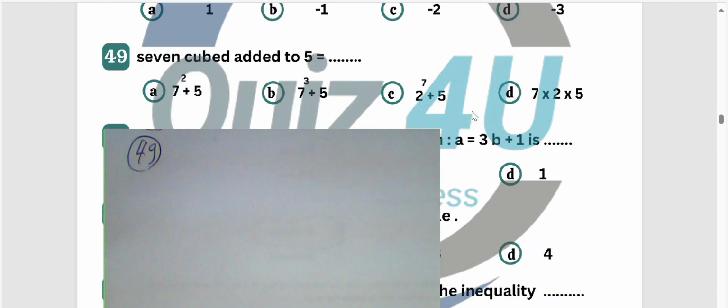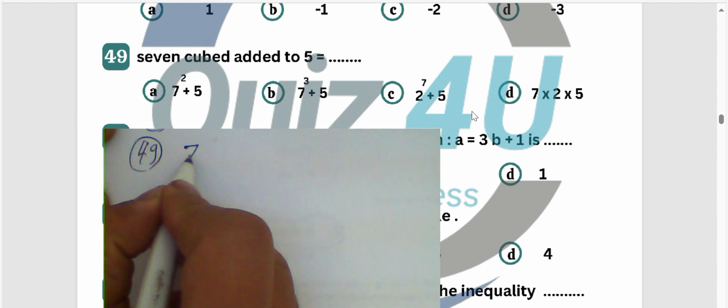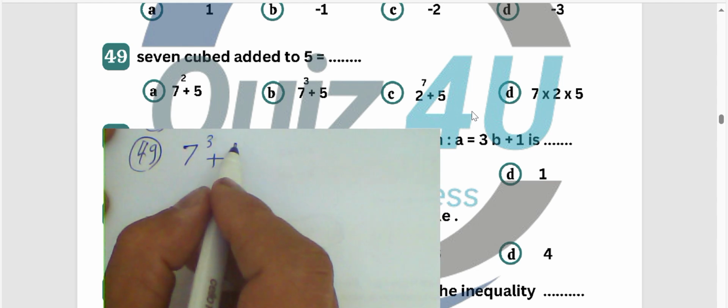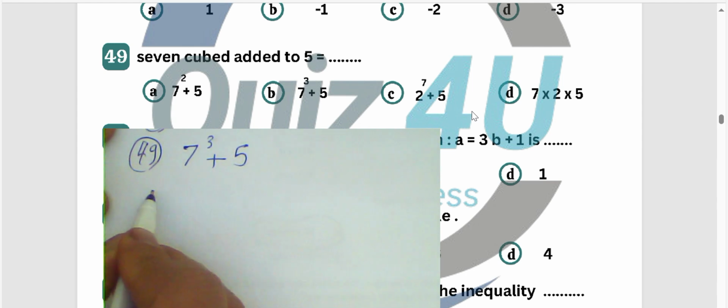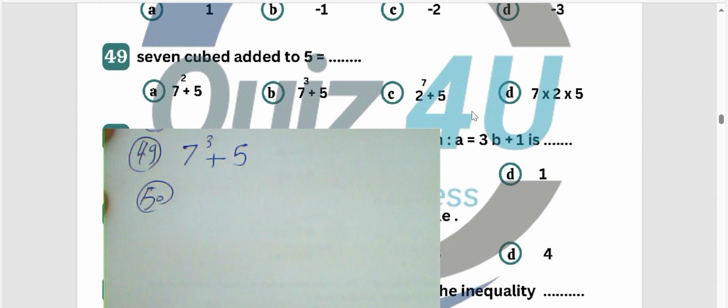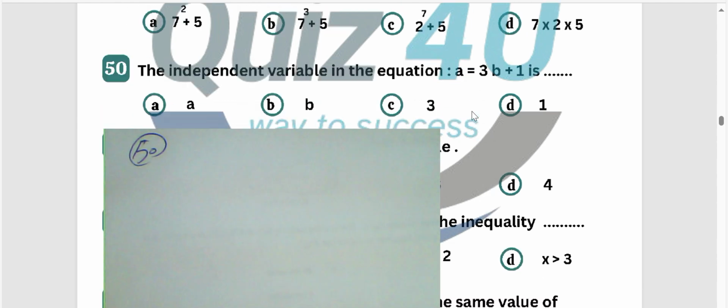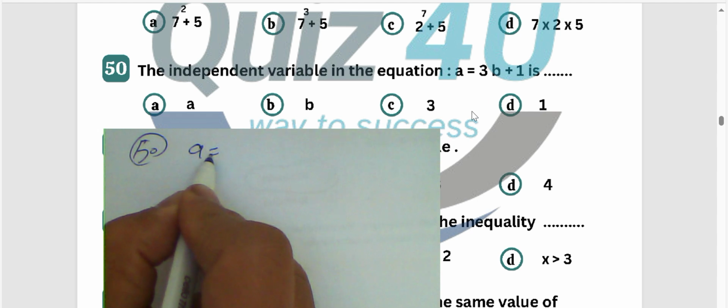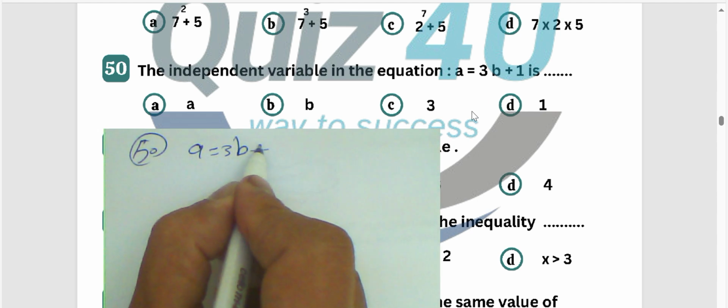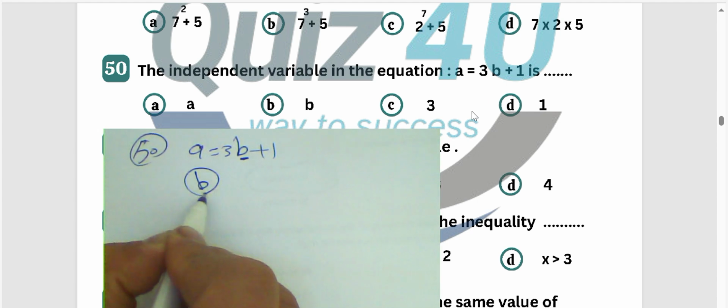Question 49. 7 cubed added to 5. 7 cubed means 7 power 3, added to 5. It's 7 cubed plus 5. Question 50. The independent variable in the equation a equals 3b plus 1. The independent variable here is b. Choose letter B.